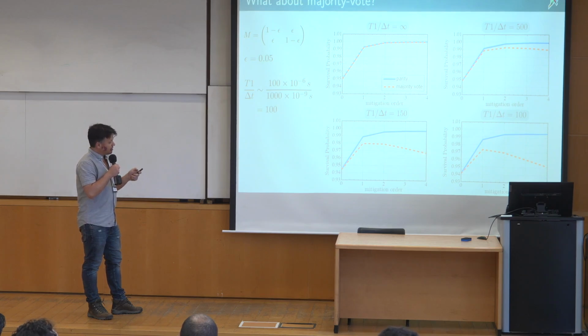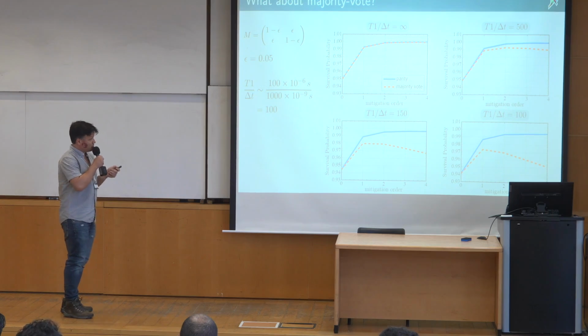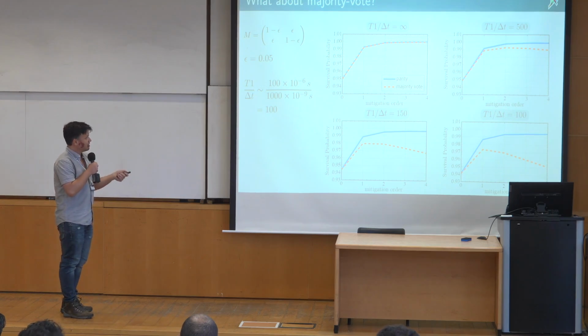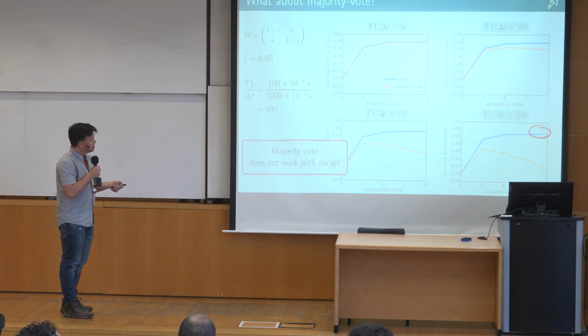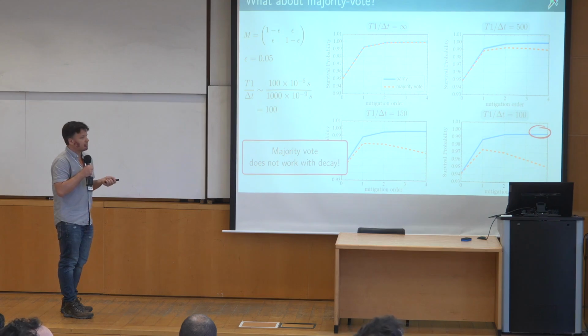In these plots there are 2 main ideas that I want to point out. The first idea is that majority vote doesn't work. And the second idea is that, as you can see here, parity is not converging exactly to 1, which is what it should be. That's happening because, of course, the decay is also affecting the parity.